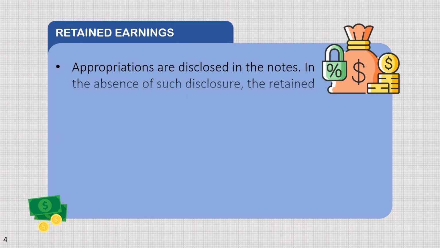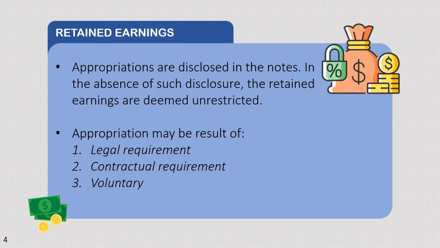Appropriations are disclosed in the notes. In the absence of such disclosure, the retained earnings are deemed unrestricted. So pag hindi naman siya restricted, it will be considered as unrestricted. Appropriation may be a result of legal requirement, contractual requirement, and voluntary.